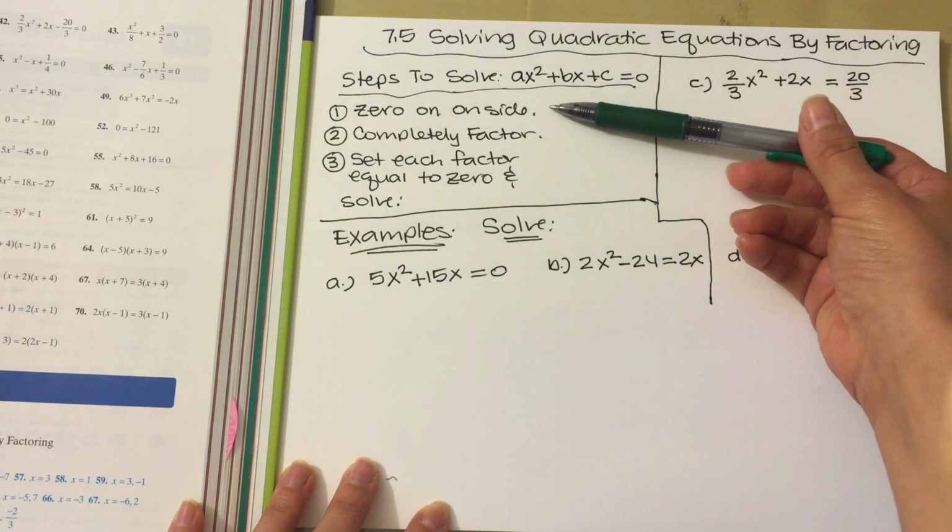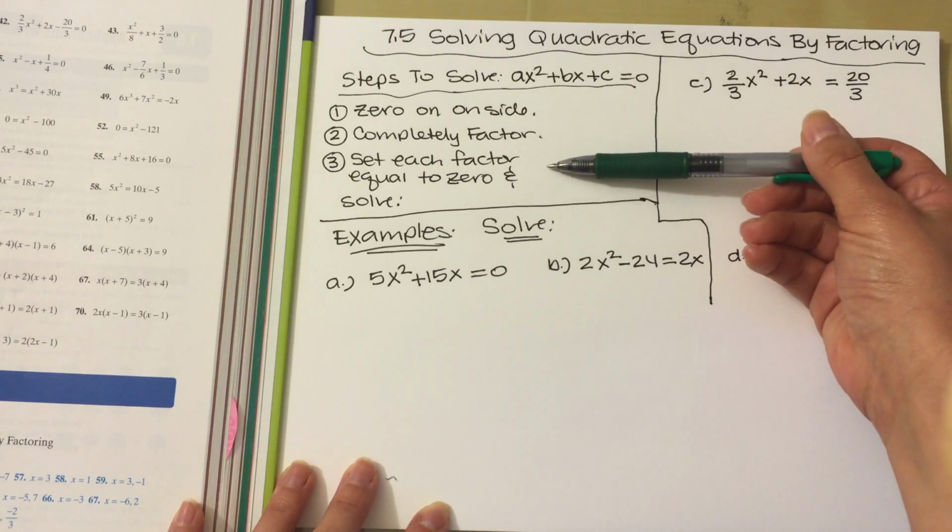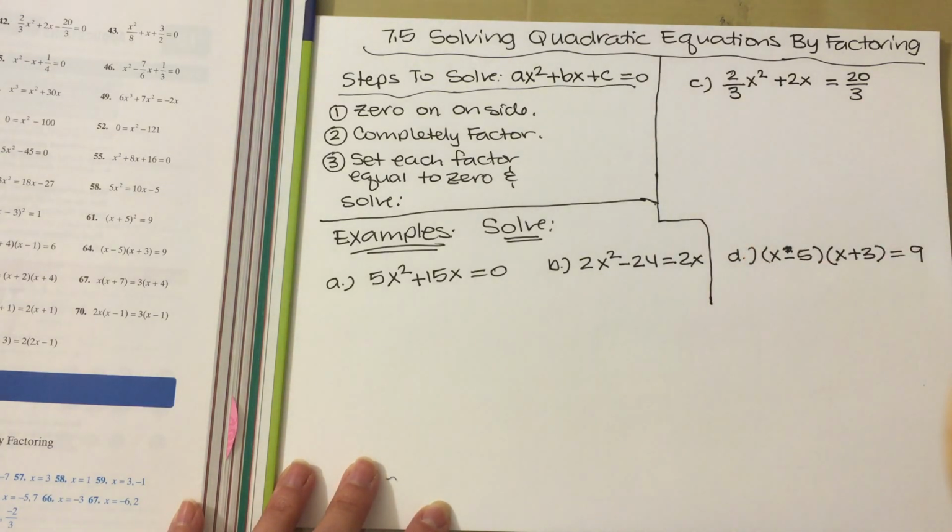The steps to solve a quadratic equation are the following 3 steps. We need to get a 0 on one side of the equation. We need to factor completely, and then we set each factor equal to 0 and we solve. Let's take a look at the 4 examples. We will follow these 3 steps.